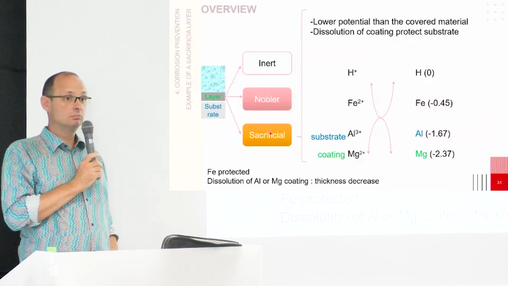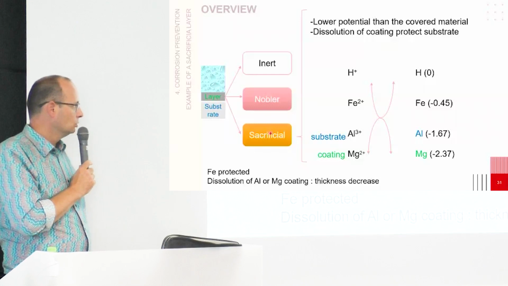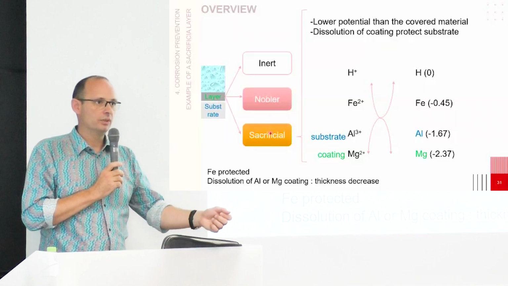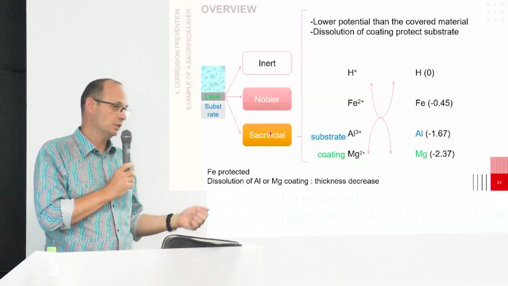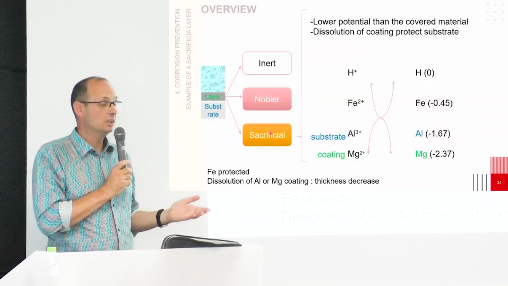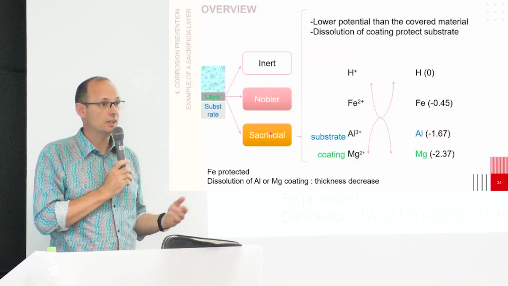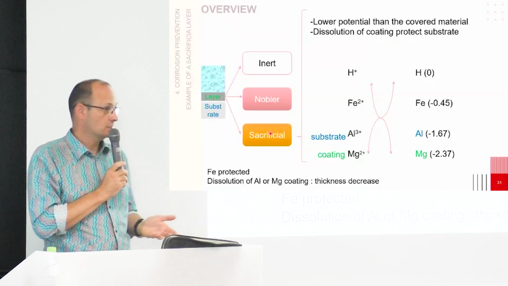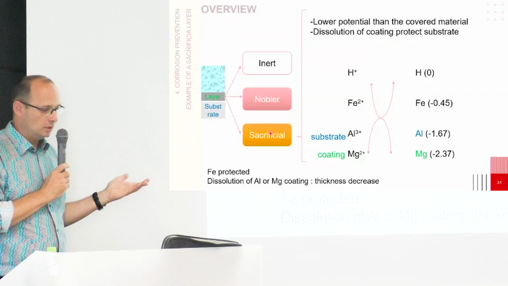The last solution, and this is sometimes the one that we prefer, is a sacrificial coating. So in this case, I know, and I drive the system so, that the coating that I'm applying should dissolve. As long as I have a coating, my substrate will be protected. One example is galvanized steel. This is a zinc layer on a steel. Zinc will dissolve and the steel will be protected.